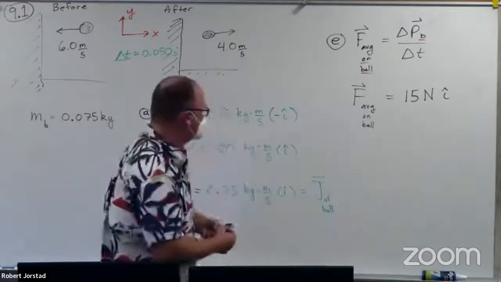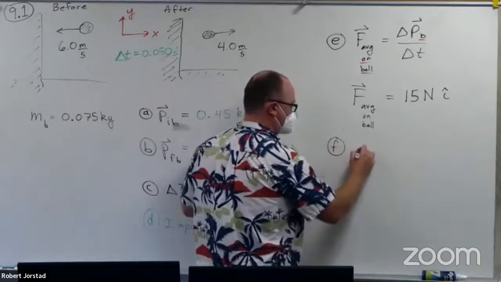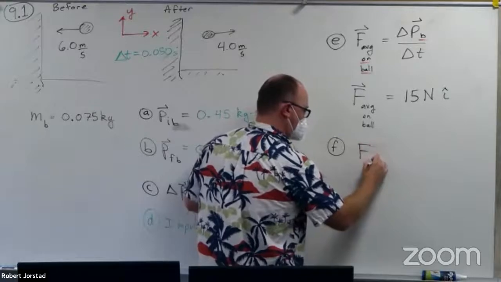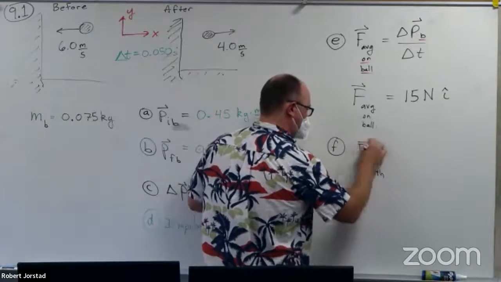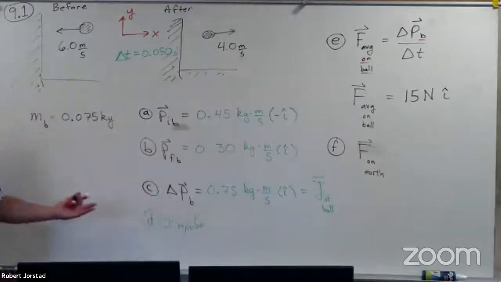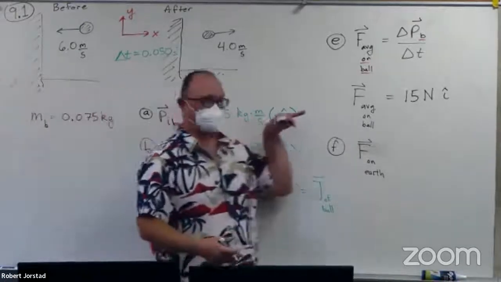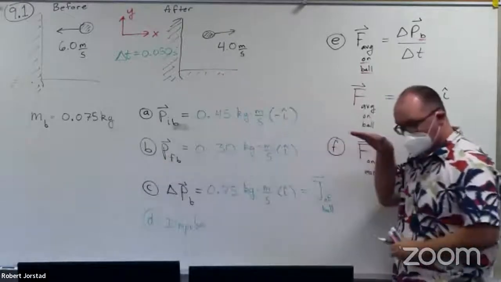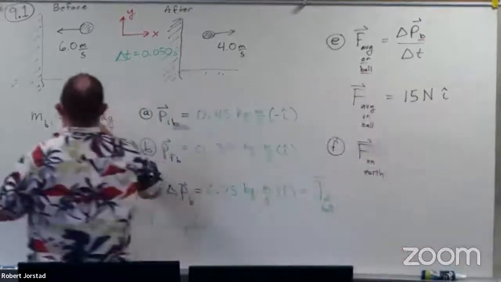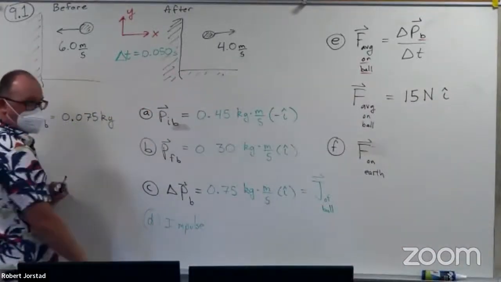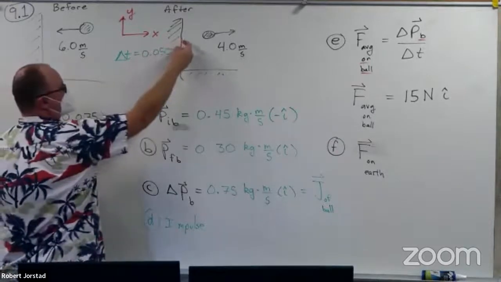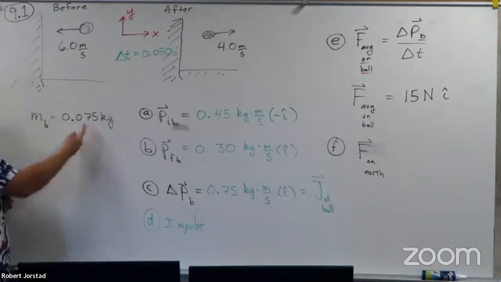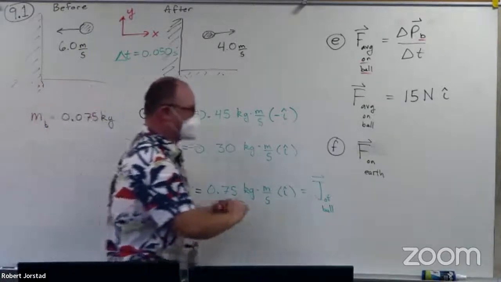Wait a minute. Part F. What's the force on the Earth during the collision? Negative that. Negative of that, right? The Earth exerts a 15 newton force that way on the ball. By Newton's third law, the ball exerts a 15 newton force that way on the Earth. Think about it. The wall had to push the ball that way, which means the ball was pushing the Earth this way. Why do we not notice the Earth move? It's just a little bigger than 75 grams. All right, you got it.